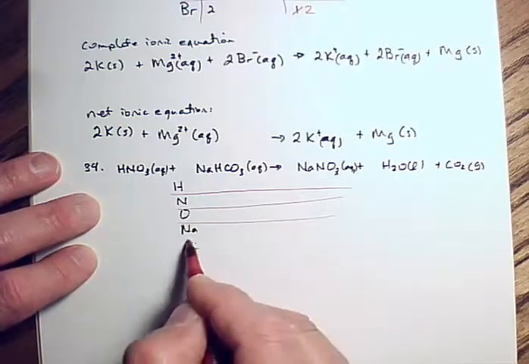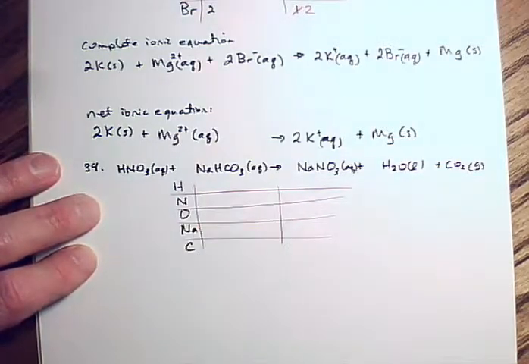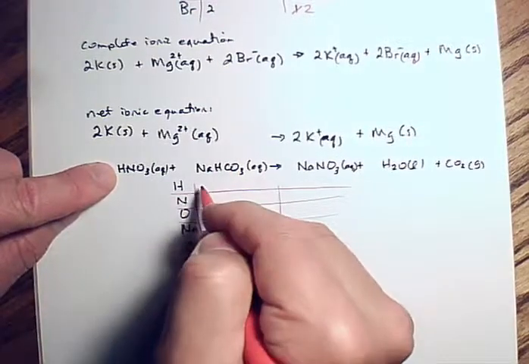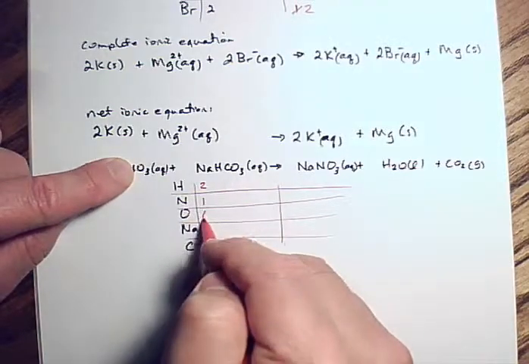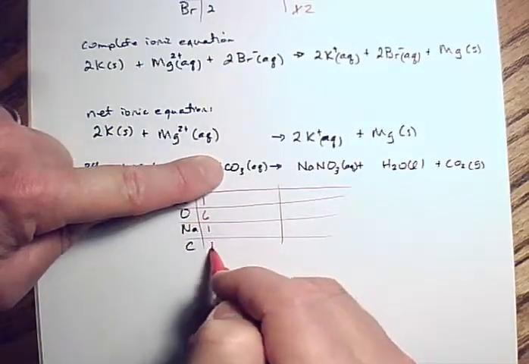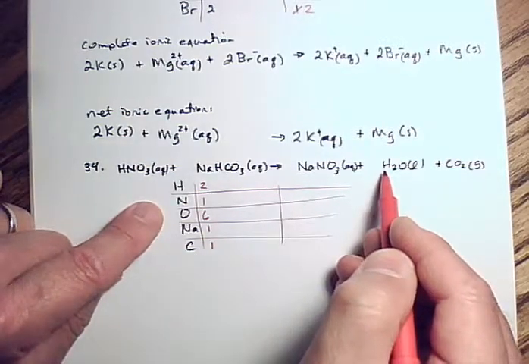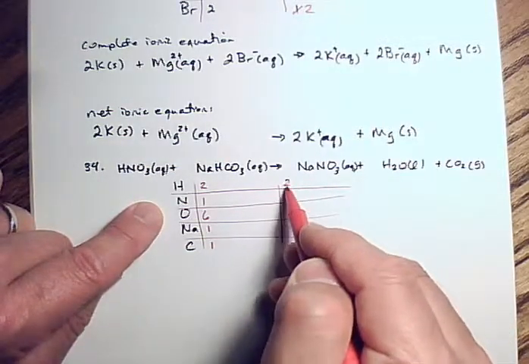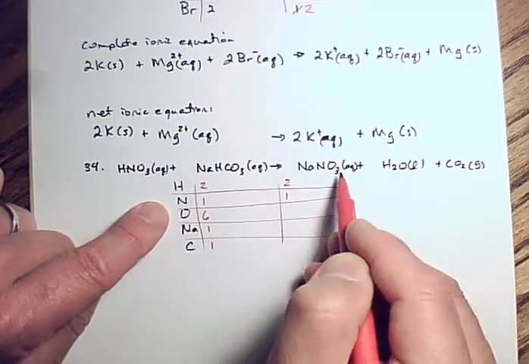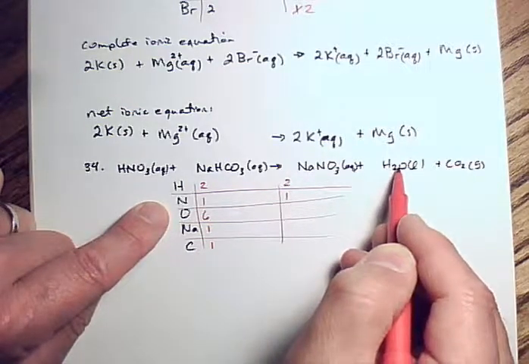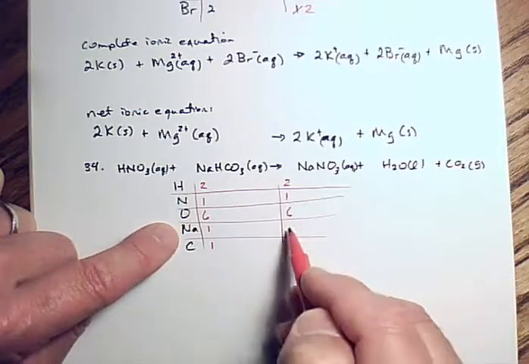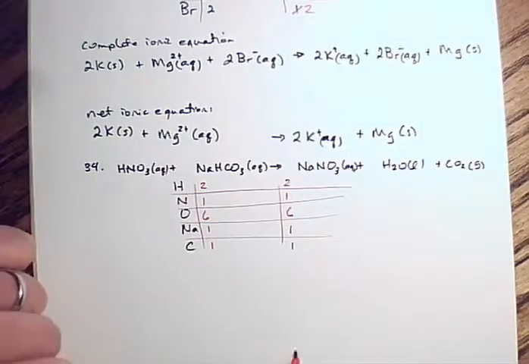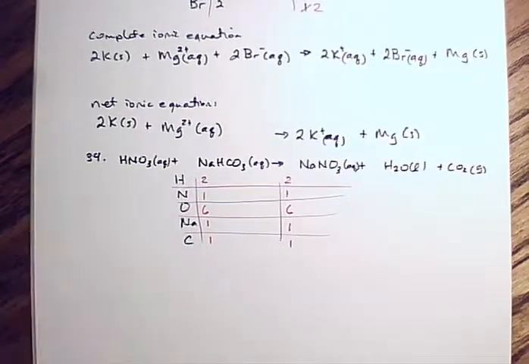Do an atom inventory. Count everything. I've got 1 hydrogen here and 1 here. That's 2. I've got 1 nitrogen here. I've got 3 oxygens and 3 oxygens. That's 6. I've got 1 sodium, and I've got 1 carbon over on the other side. I've got 2 hydrogens here. I've got 1 nitrogen. I've got 3 oxygens and 1 here. That's 4 plus 2 more. That's 6. I've got a sodium and I've got a carbon. And as complex as that equation might look to you at this point in time, it's already balanced. Okay?